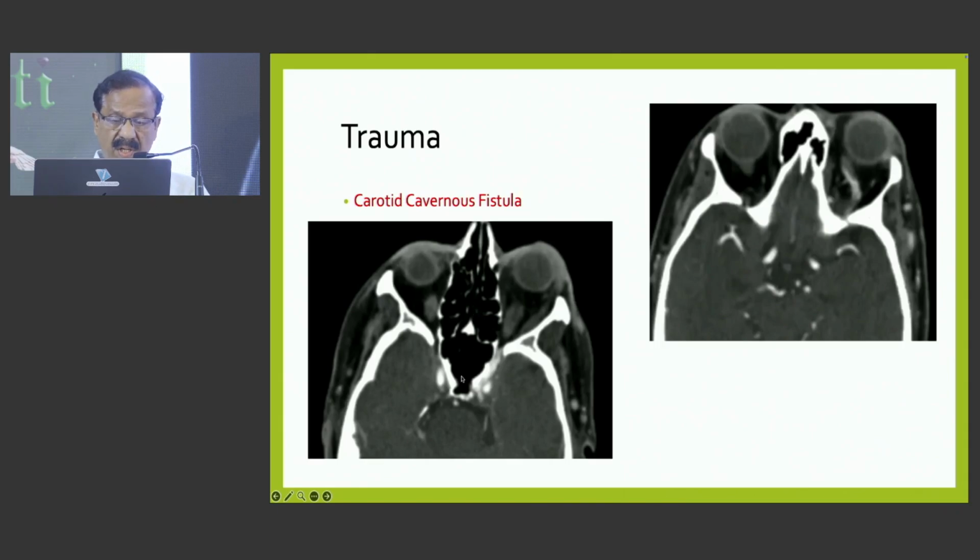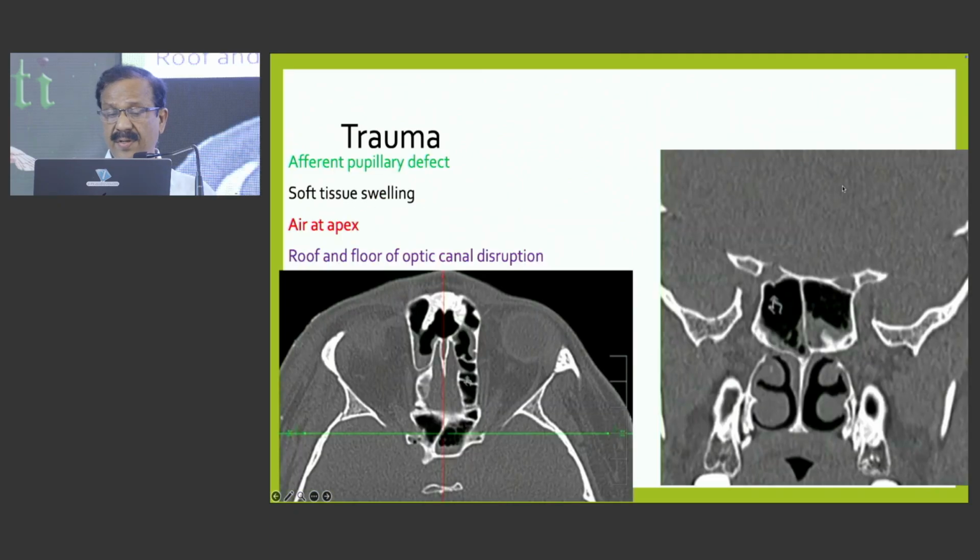Carotid-cavernous fistula. In arterial phase, the normal carotid artery is seen here, but on the left side, along with the carotid artery, the cavernous sinus also is opacified, so it is a carotid-cavernous fistula. The superior ophthalmic vein is prominent. And this was a case of trauma.